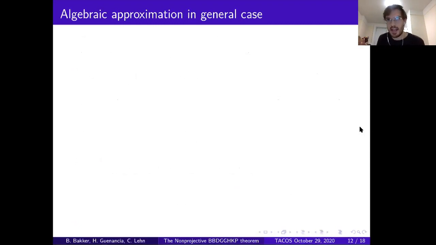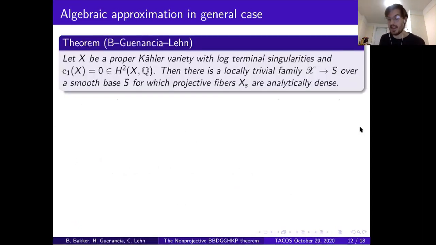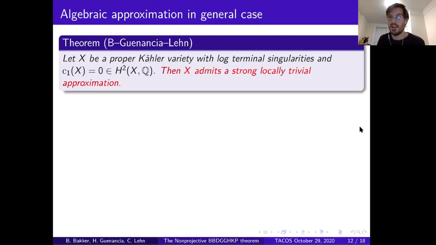Okay, but then how do we prove the theorem? The theorem is saying that for any proper Kähler variety with log terminal singularities and vanishing first Chern class, how are we producing these deformations? There is some locally trivial family over a smooth base in which the projective fibers are dense. This is often, for obvious reasons, called admitting a strong locally trivial approximation.